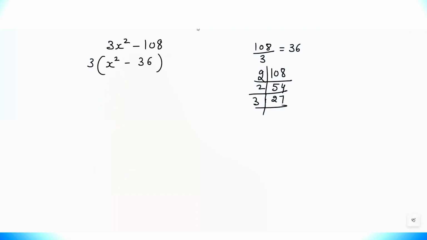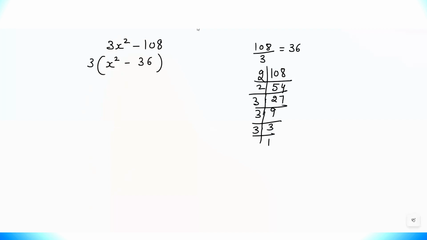Now in this question, 3 and 108, they are not perfect squares. So what we have to do first, we will take 3 common. I'll get here x square minus, if I take 3 common from 108, it will be equal to 36. You can do it by using the prime factors also. You can write down 108 as a prime factor. 108 can be written as then 54, then it's 27, then it's 9, then it's 3, then it's again 3.